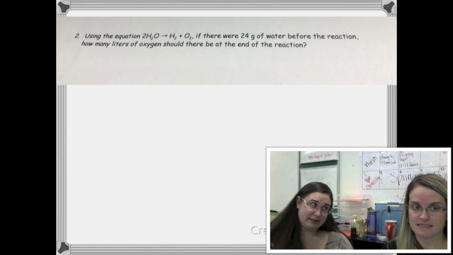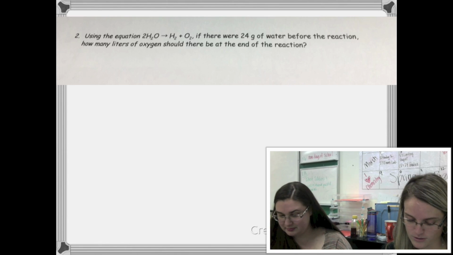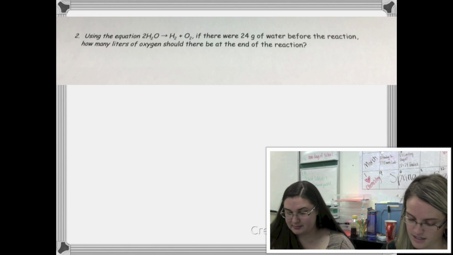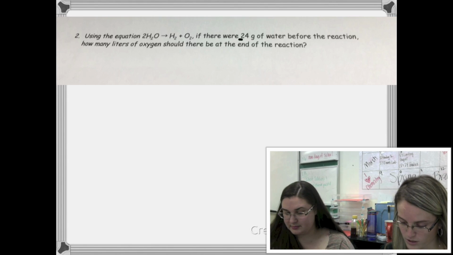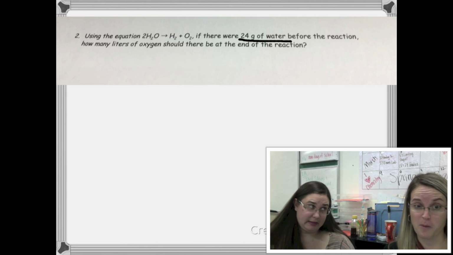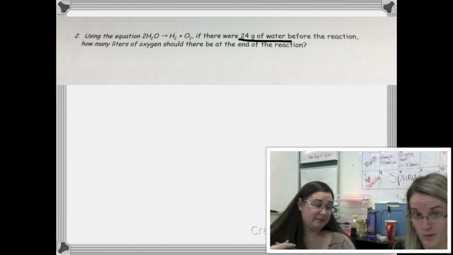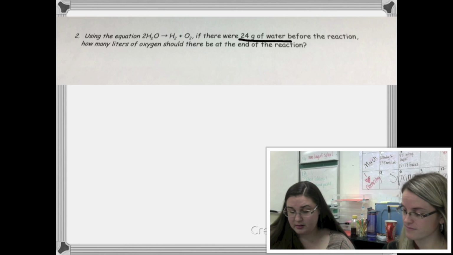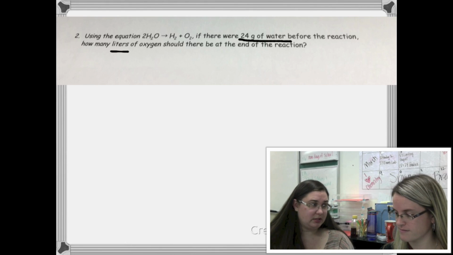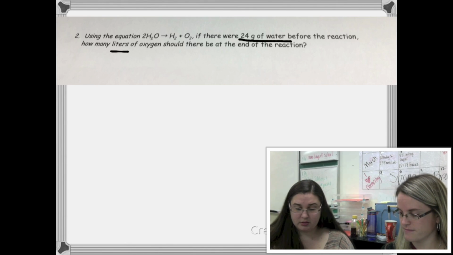It's not as easy this time. So it says use the equation. We've got H2O decomposes to make hydrogen gas and oxygen gas. If there are 24 grams of water before the reaction, how many liters of oxygen should there be at the end of the reaction? Wow, so we have to go back to the stoichiometry. Because this is liters, but I don't just change grams to moles to liters. I'm going to have to change grams of water to moles of oxygen.